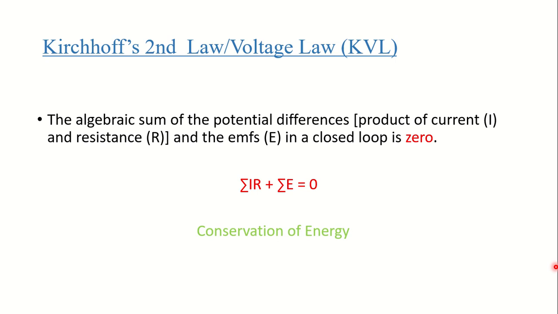And the statement of the law is: the algebraic sum of the potential differences and the EMFs in a closed loop is 0. What is potential difference? It is the product of the current and the resistance. So mathematically, the statement can be written as sigma IR plus sigma E is equal to 0. Sigma IR represents the total of the potential differences and sigma E represents the total of the EMFs. So total potential difference plus total EMF is equal to 0.